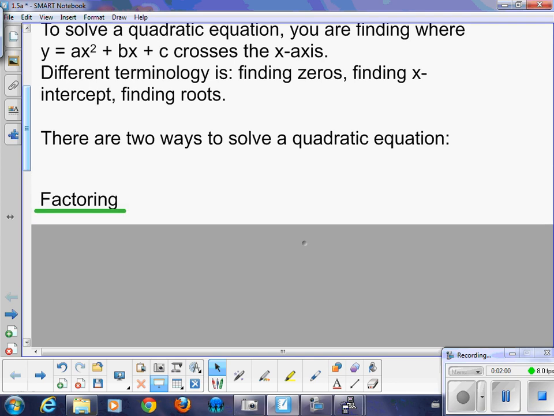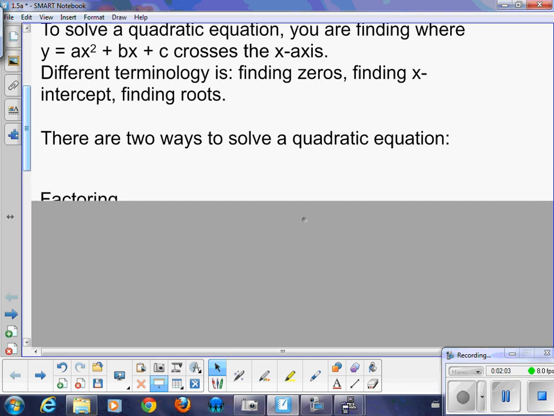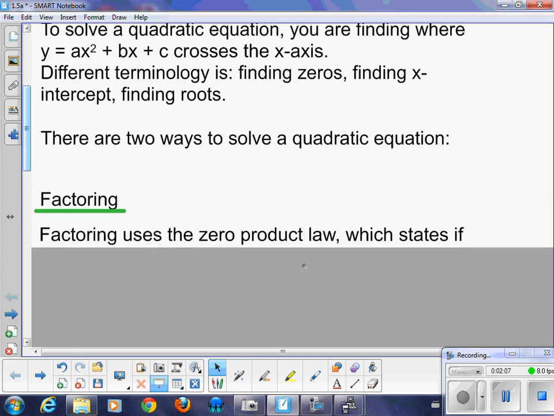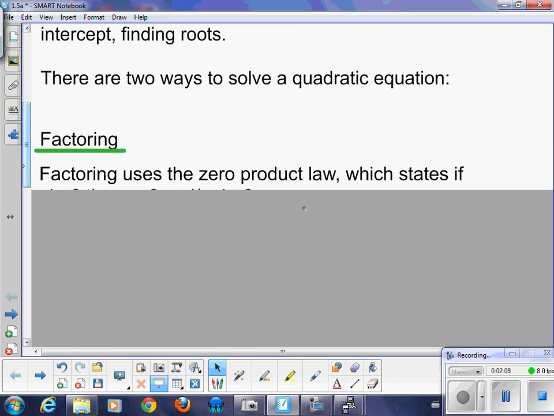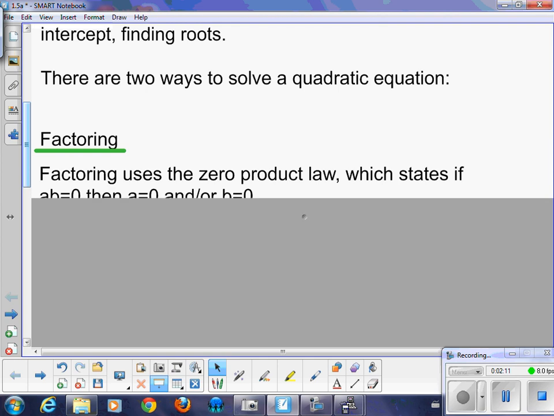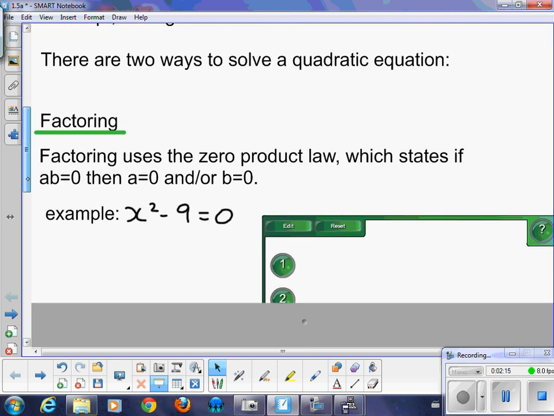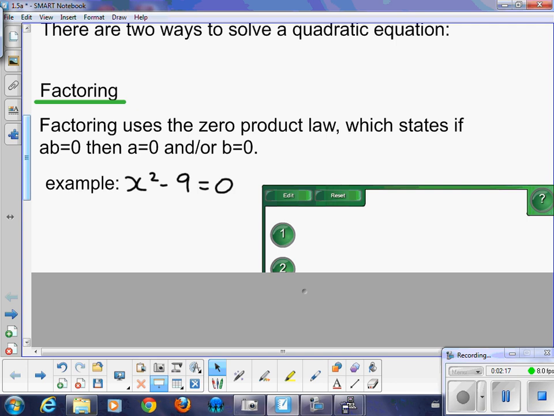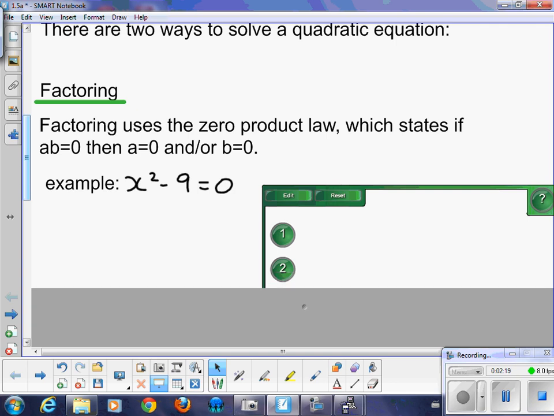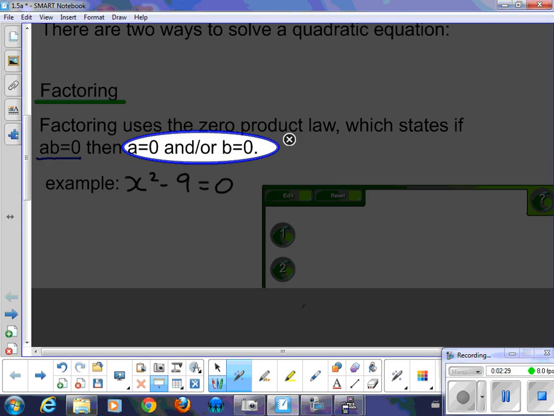So now there are two ways to solve a quadratic equation, and those two ways are factoring and the quadratic formula. So first of all, if we look at factoring, factoring is based on the zero product law, which states if a plus b equals 0, then that means that either a is 0 and or b is 0. So that's what we're doing here.